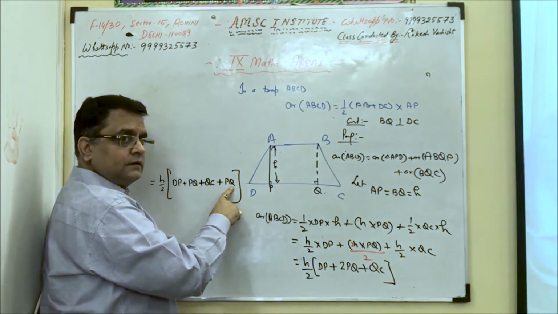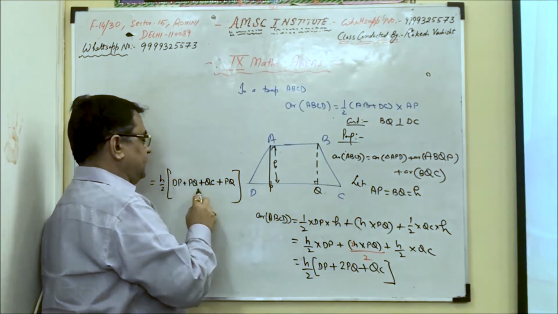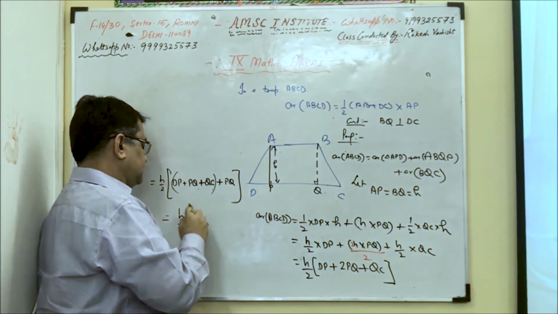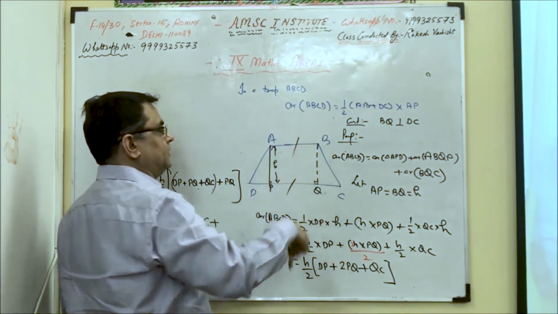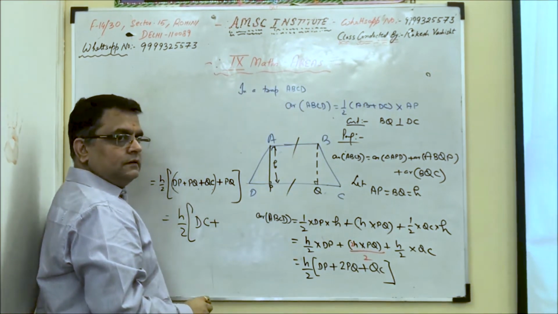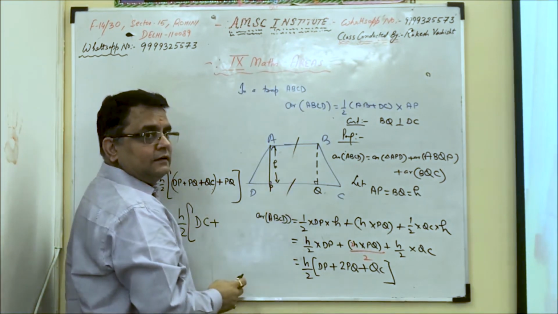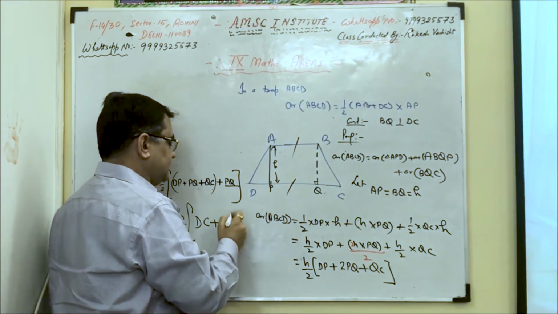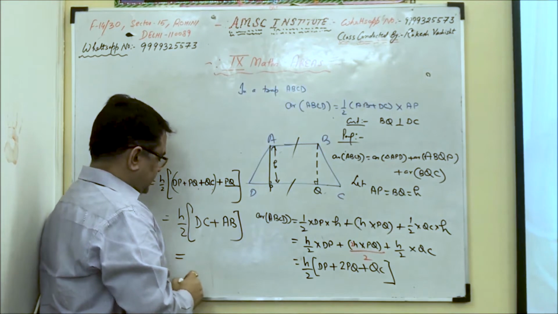Any problem? Now DP, PQ and QC. DP, PQ and QC makes what? This is what? DC. And this PQ is equal to AB or not? क्या PQ और AB equal है या नहीं? Opposite side, this PQ can be replaced as AB. Hence the answer.